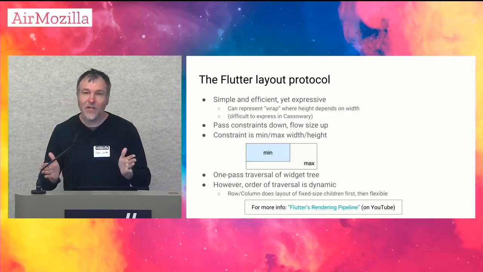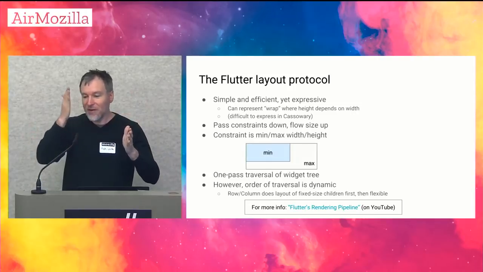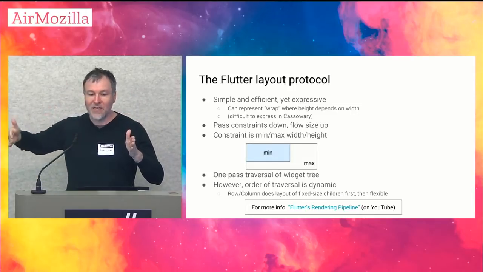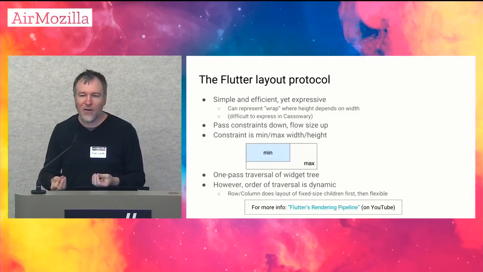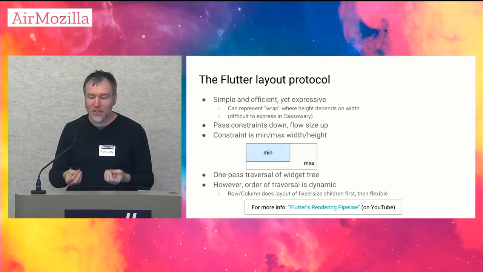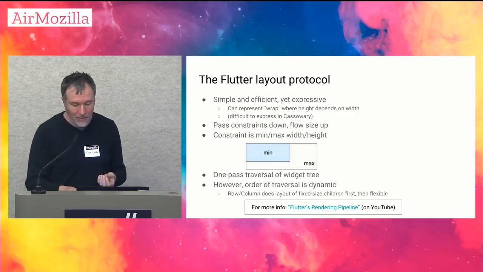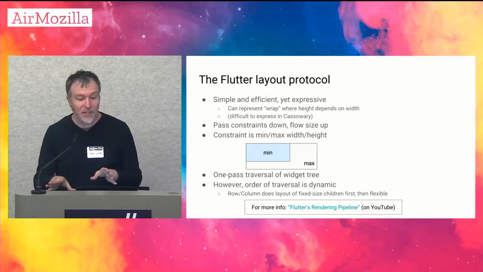So it would be nice if you could do a really simple traversal. Like for example, when you're painting, you can just say, just go through the tree and paint all of your widgets. For doing layout using this Flutter protocol is not quite that simple because the order of the traversal is dynamic, and I'll go into that in a little bit more detail in the next slide.